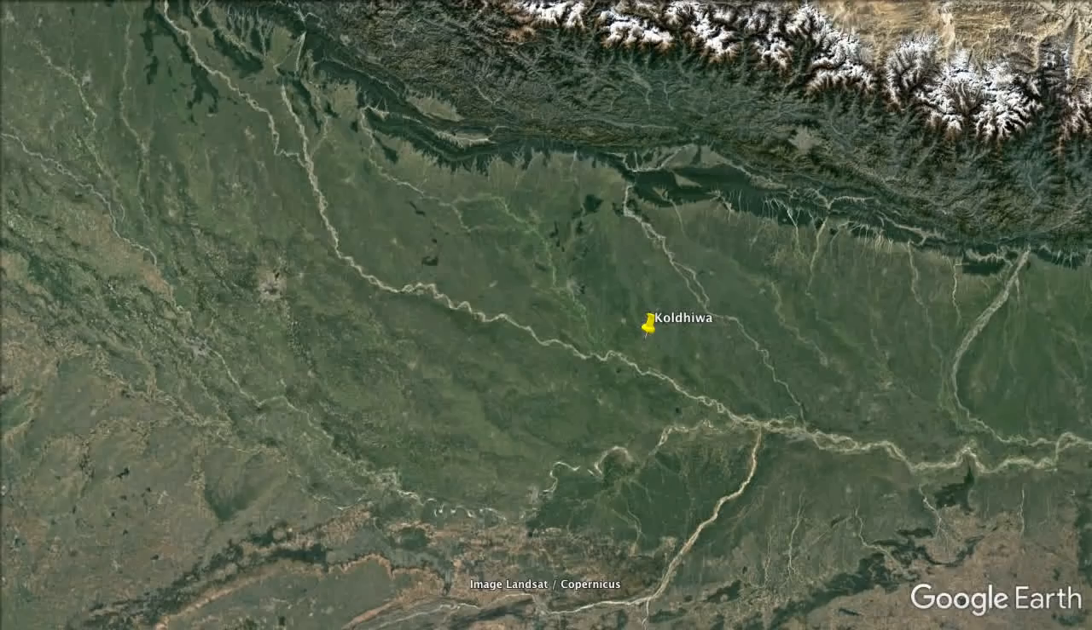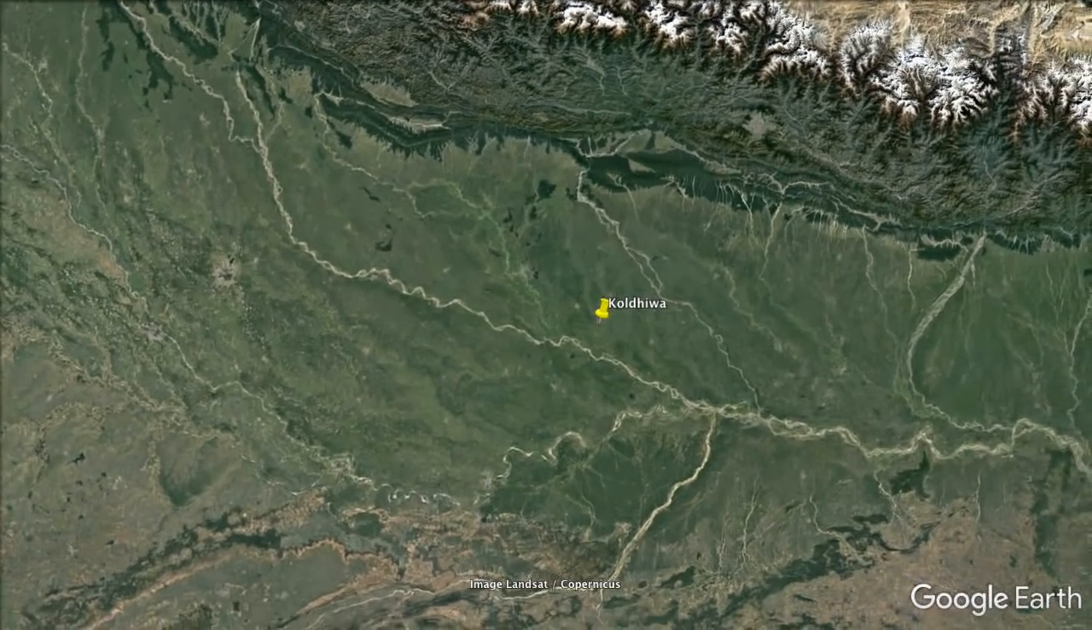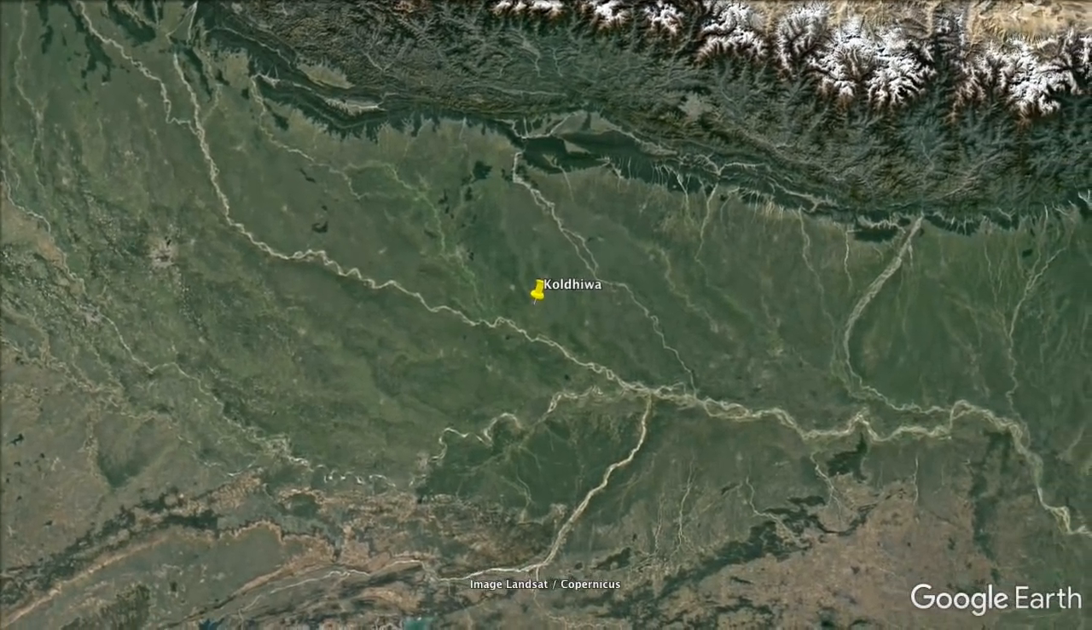In Mehrgarh, the first plant that was cultivated was barley, which was available in the wild, and people learned very early on that it could be cultivated and grown as a crop. In Koldhiwa, the crop that was grown was rice. And this is one of the first and the earliest places in which rice was cultivated, in addition to the Yellow River Valley in China.